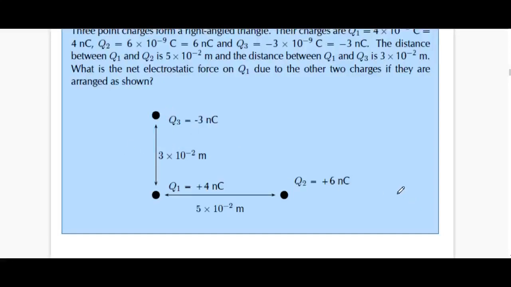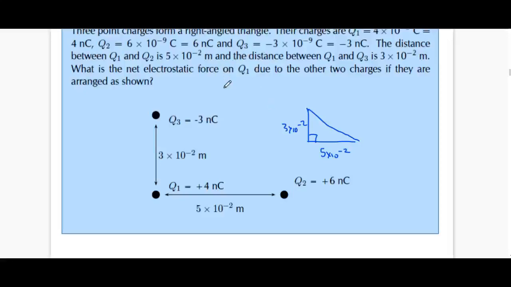Here we can notice that we have a right angled triangle. So we have something like this. We have 90 degrees there. Here we have distance 5 times 10 to the power minus 2, and here we have 3 times 10 to the power minus 2. What does the question say? What is the net electrostatic force on Q1 due to the other two charges as shown below?